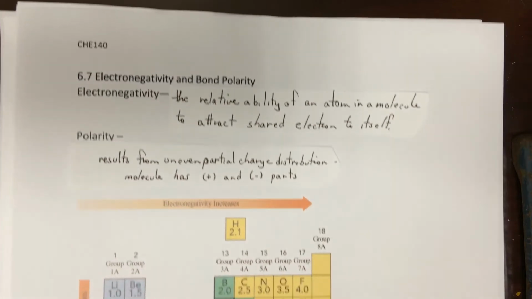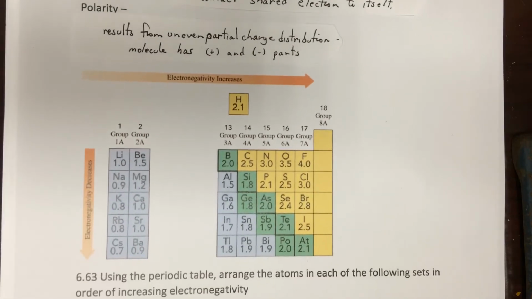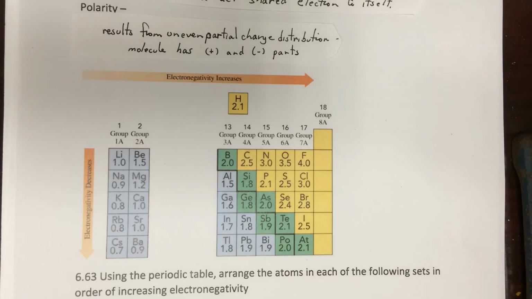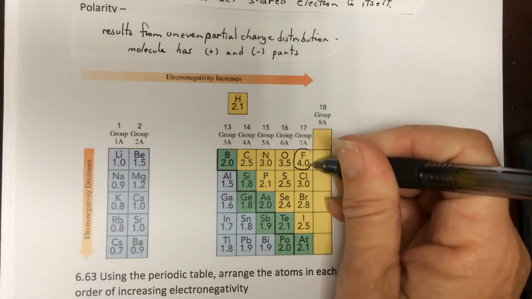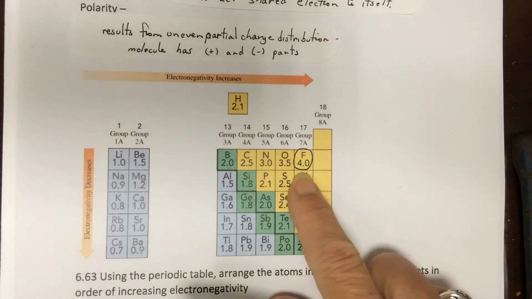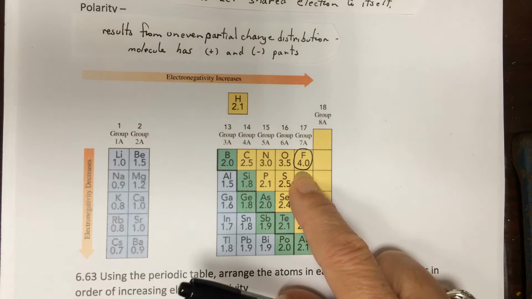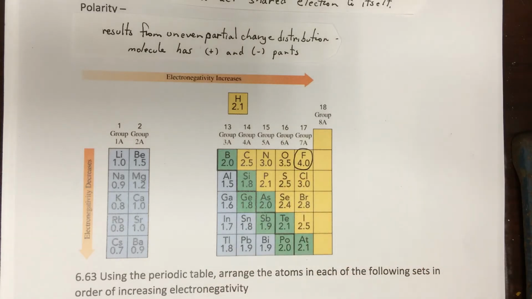Now, Linus Pauling gave us these electronegativity numbers. And the way he did this is he started with fluorine, which is our most electronegative atom, and he gave it the number 4. Then he rated all the other elements based on their comparison with fluorine.